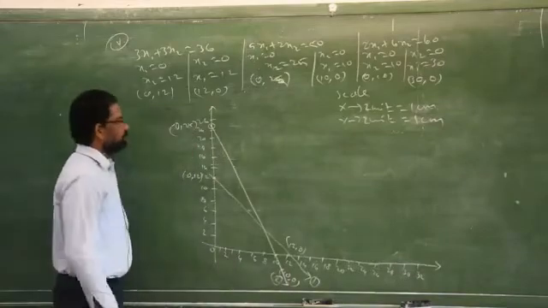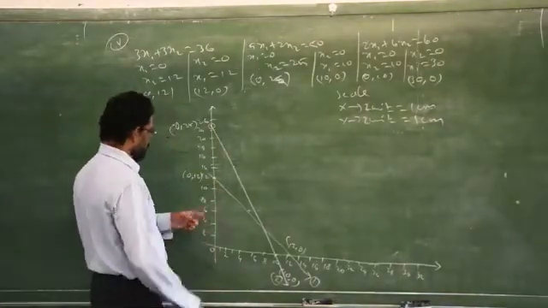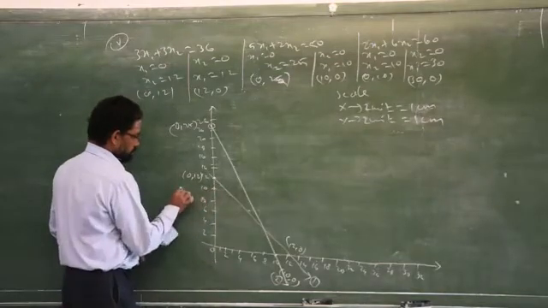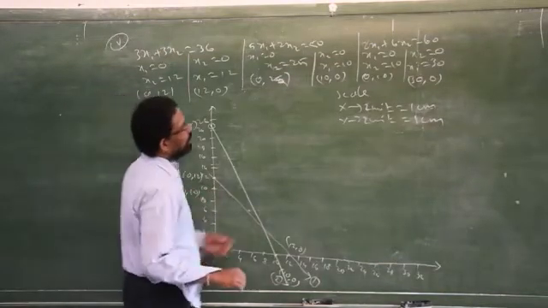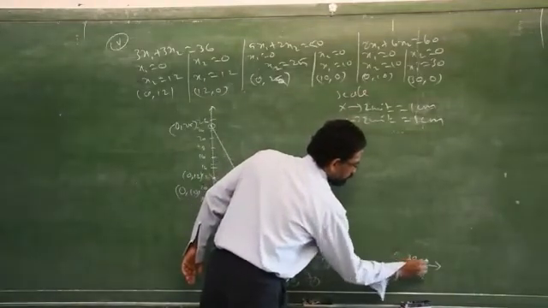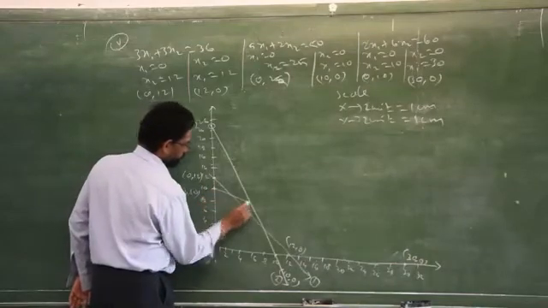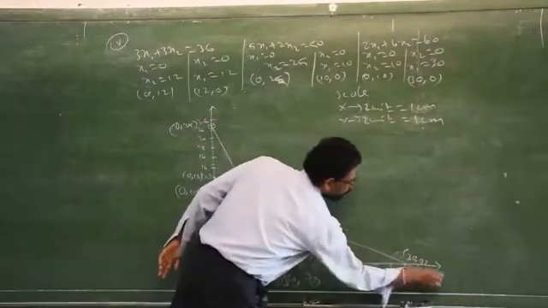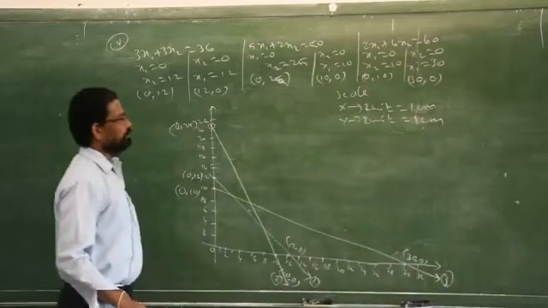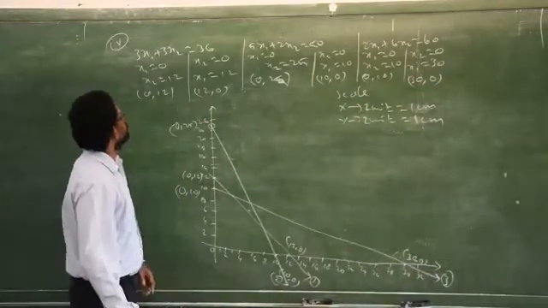Equation number 2. Then you take the last equation, that is 0, 10. 0 to 10, so 0, 10. Then 30, 0. So use a scale and just connect. Equation number 3. Now the question is maximum.